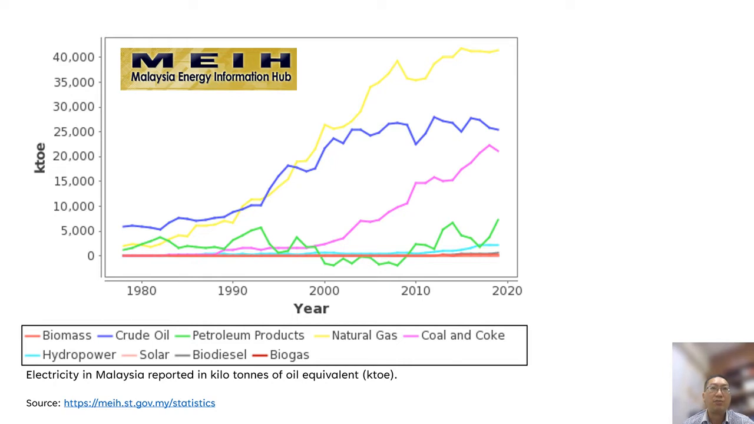So Malaysia is currently adopting the five-fuel diversification strategy energy mix implemented in the year 1999. Under this strategy, the energy mix in Malaysia is contributed by five main sources, namely natural gas, coal, oil, hydro, and renewable energy, which includes biomass, solar, biodiesel, and biogas.